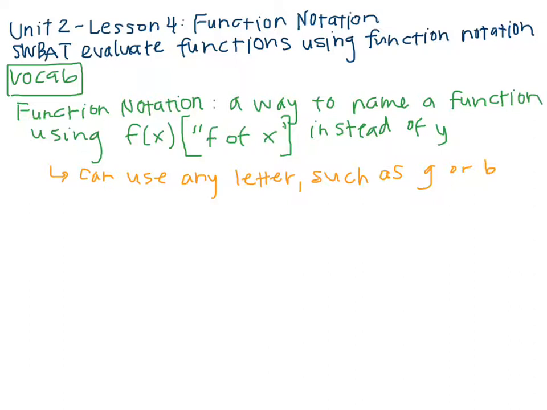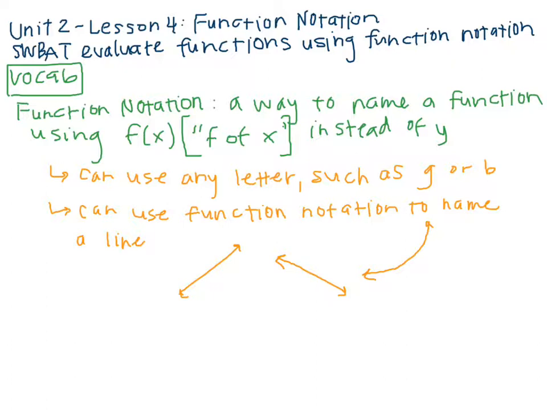Like I just said, you can use any letter such as g or b. So instead of f of x, it could be g of x, b of x. Another benefit, we can use it to name a line. So let's say I have these 3 different curves. I could call one of them f, one of them could be called g, and the other could be called b. That kind of helps us keep track of them and stay organized. So now that we know what function notation is, and we know that we can use any letter and we can name lines with function notation, let's go on and evaluate a function over a certain domain.